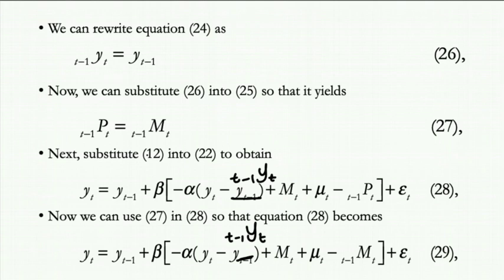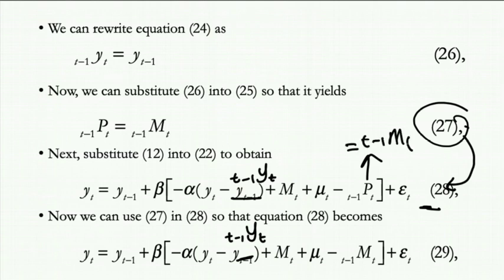Now next, we have 28. Use this 27 into 28. Why? Because T minus 1 PT, you see this one, is equivalent to T minus 1 MT. So replace it, substitute it, and then you can obtain 29.